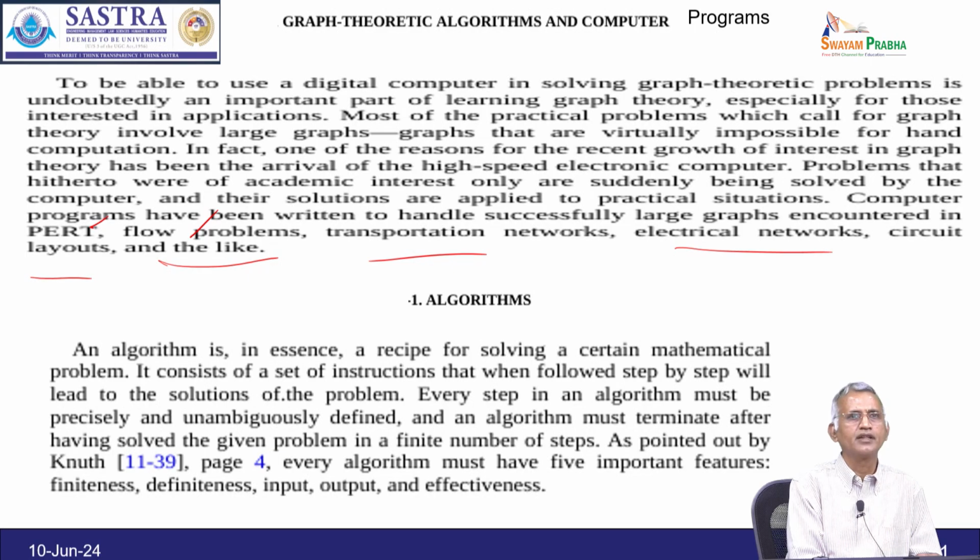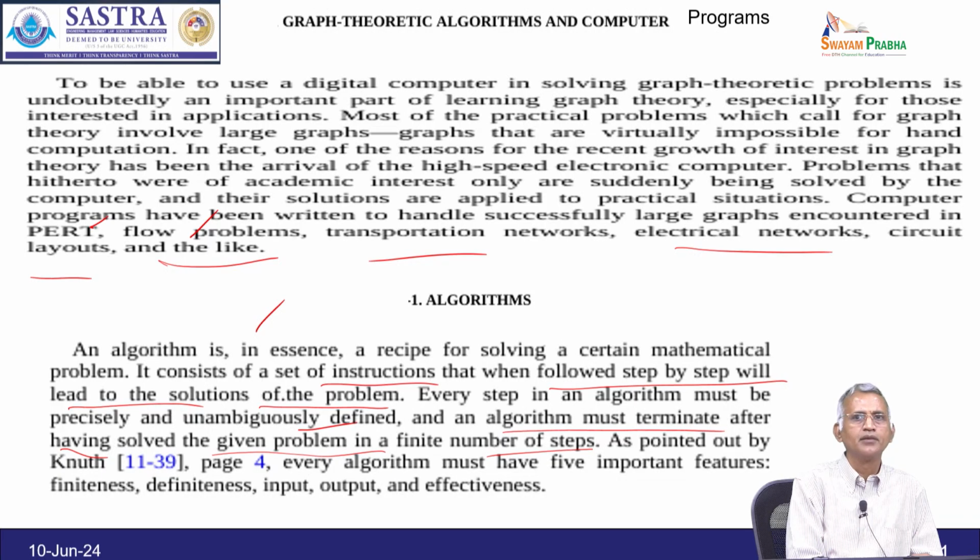Now, let us start with the algorithm. An algorithm is in essence a recipe for solving a certain mathematical problem. It consists of a set of instructions that, followed step by step, will lead to the solution of the problem. Every step in an algorithm must be precisely and unambiguously defined. An algorithm must terminate after having solved the given problem in a finite number of steps.